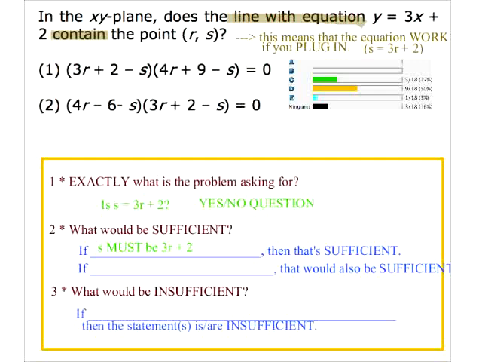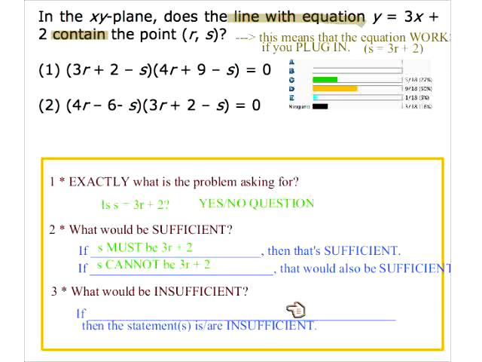What else would also be sufficient? Yeah, it would also be sufficient if it were never. If S cannot be 3R plus 2, then that would also be sufficient. Okay, make sure that you have these feet on the ground before you do anything. Otherwise, you will get the problem wrong. Because most of you have this problem wrong. And if you do, it's probably because you are not figuring these things out before you just dive headlong into the problem. You can't do that. You have to look before you leap.